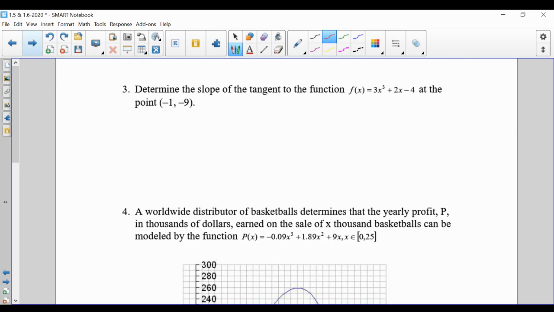I'm going to ask you now, we're going to do this one together. Determine the slope of the tangent to the function at the point minus 1, minus 9. So, this is different from yesterday, because yesterday I gave you two points and said find the slope between these two points. Now I'm saying find it at one point. So what I'm going to have to do is find a number that's very close to minus 1. And I'm thinking, maybe minus 1.01 is pretty close to minus 1. So I'm going to use that along with the minus 1, minus 9.